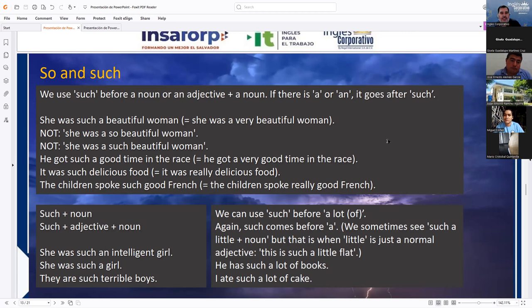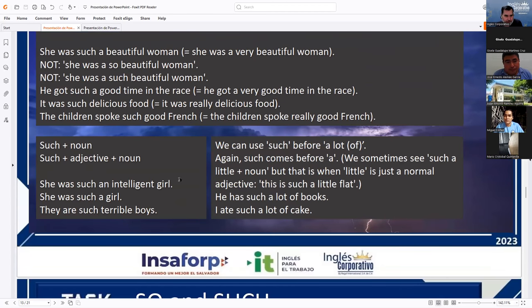Now, it was such delicious food. He was such delicious food, no, right? People are not food. So it was such delicious food. The children spoke such good French. The children spoke really good French. Okay, so check over here. Such plus a noun, such plus adjective and noun. Okay, we can use like, she was such an intelligent girl.